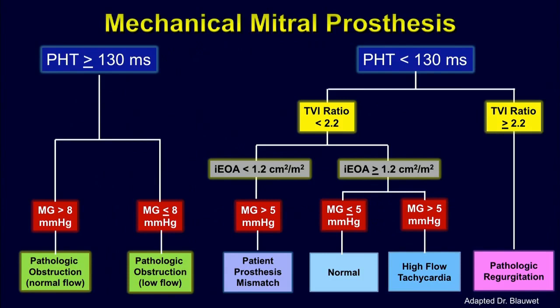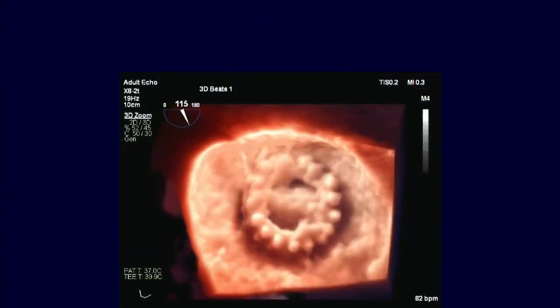And for the interest of time, we know, again, the pressure half-time is short. This cannot be inflow obstruction. The TVI ratio here is 2.3. That would suggest that there's pathologic regurgitation. And I didn't see any regurgitation.